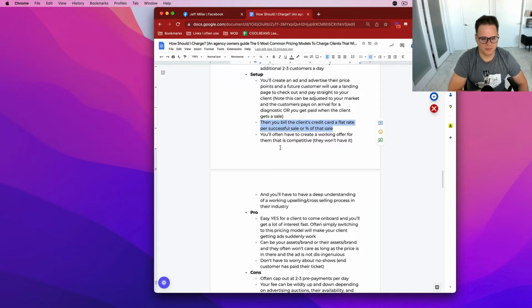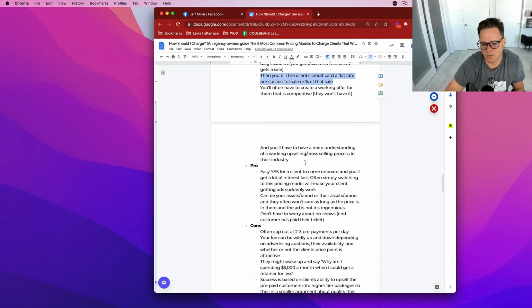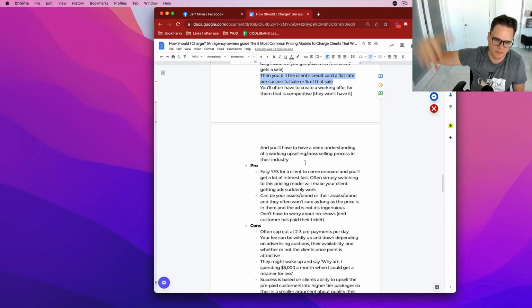That's it. You'll often have to create a working offer that is at least competitive. Chances are they won't have it. You have to do some research, some type of thinking. And you'll have to have a deep understanding of what's working in terms of upselling, cross-selling and downselling processes in their industry. That's because the way they will make their money is not actually from this $100 sale. That's for you. The way they will make their money is selling higher tier packages.